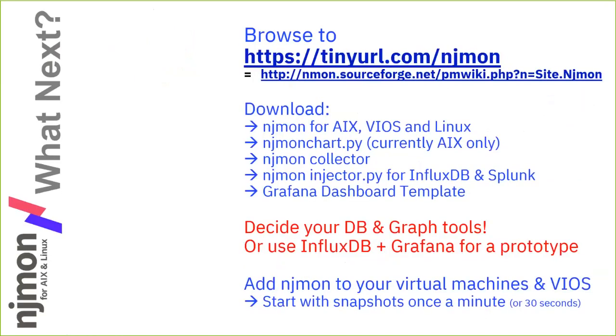Anyway, so what next? Well, browse to tiny URL NJMON. Jody has told me that some people have TinyURL blocked from their work networks, so it's actually there: NJMON SourceForge and NJMON at the end. So you can download nmon for AIX, VIO Server, or Linux, and the charter. The collector is a separate program, very small little program really. And the injector is 40 lines of Python for the 2 different tools.